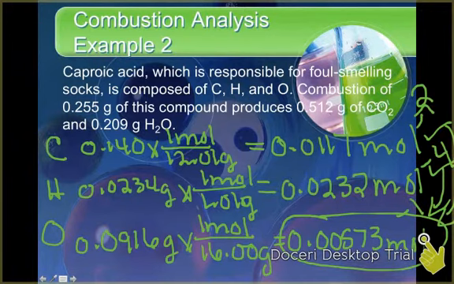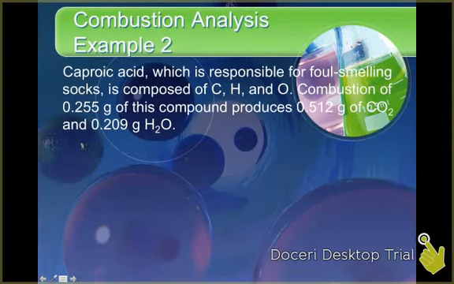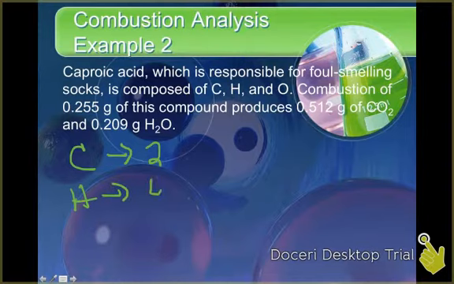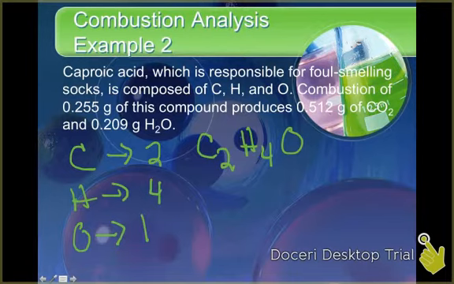So we have found that carbon has a ratio of 2, hydrogen has a ratio of 4, and oxygen has a ratio of 1. So that means that our empirical formula is C2H4O. So there is step A. A was wanting us to find the empirical formula.